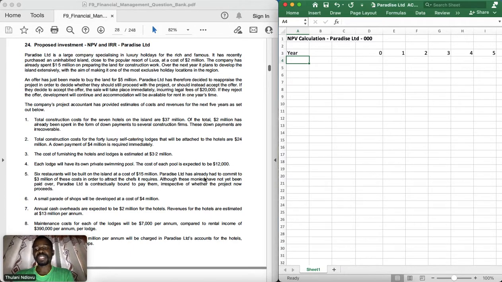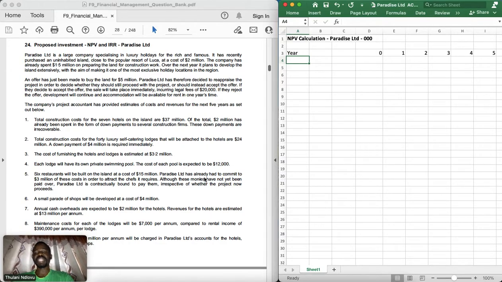So what does this mean? It's either we sell the land for 5 million or we develop the land. When we develop the land into luxury holiday, we will forego this 5 million. So this 5 million becomes an opportunity cost. Paradise Limited has therefore decided to reappraise the project in order to decide whether they should still proceed with the project or should instead accept the offer. If they decide to accept the offer, the sale will take place immediately.